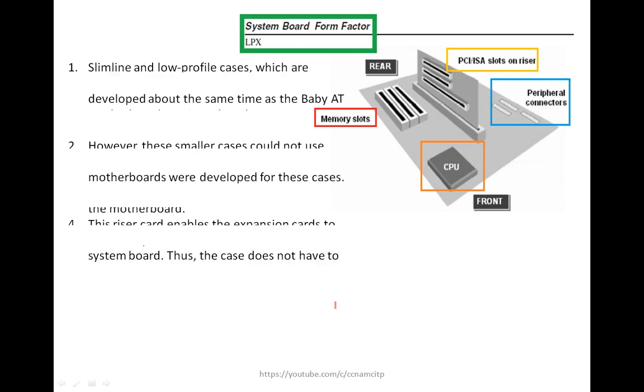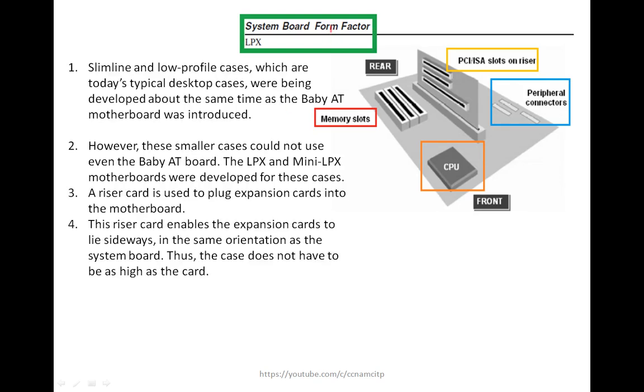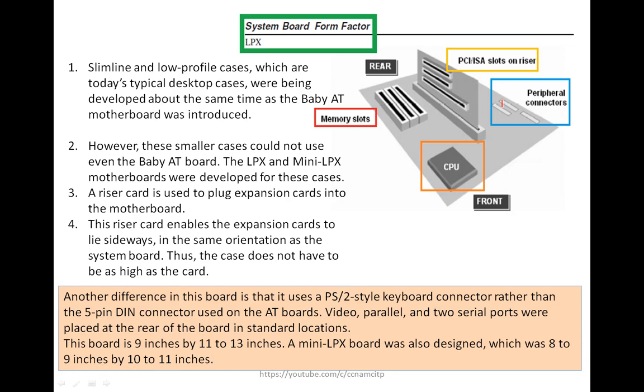And the next one is the LPX system board form factor. So what is the difference in this one? If we talk about this one, I think I have missed the image. This is not the actual image. Let me tell you about this only.